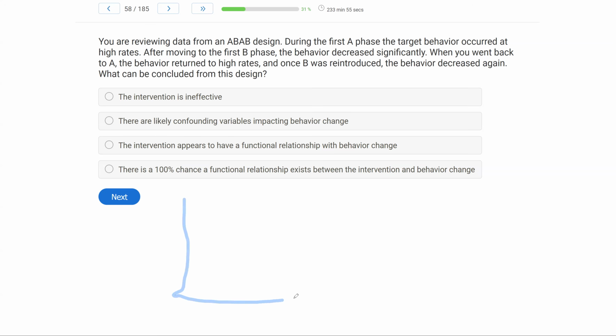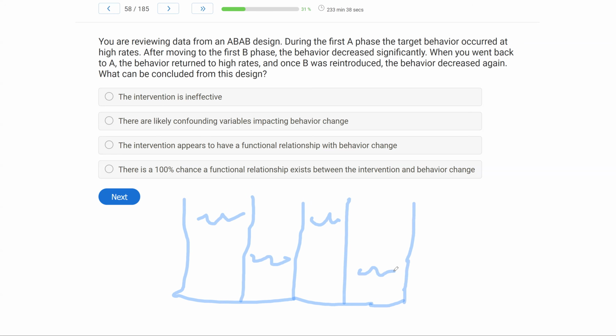All right, so we've got a pretty standard ABAB design. We have baseline, where we have high rates. We then go to intervention 1, which is B, and we're lower. We go back to baseline, we're high again, and then we go back to intervention, and we are low again. Pretty standard ABAB design. Appears to be effective, or appears there's actually a relationship between our dependent and independent variables. And so that's what the question is asking. What can we conclude from this particular data set?